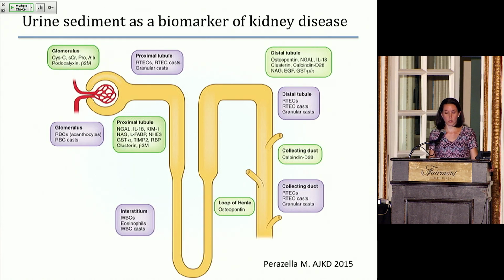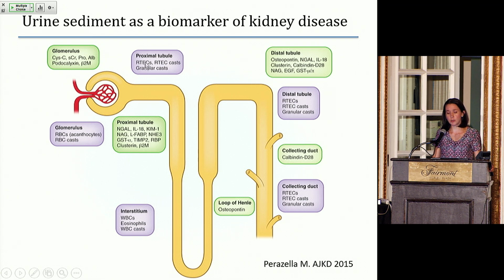So if we think about urine sediment as a biomarker, and you look at what's being studied in the literature and tests that are being developed, and we go down the nephron, let's just get my pointer here. When we think about the glomerulus, obviously we've got cystatin C, we've got creatinine, we look at proteinuria and albuminuria. But for glomerular injury in the urine, we would be looking for red cells and specifically acanthocytes in the urine or red cell casts, which are reasonably specific, if not terribly sensitive, but they are specific for glomerular injury.